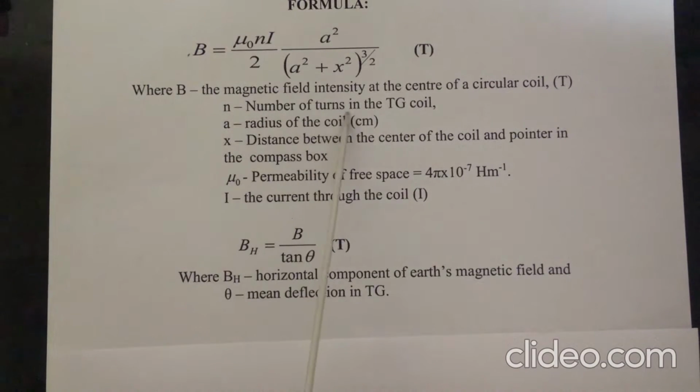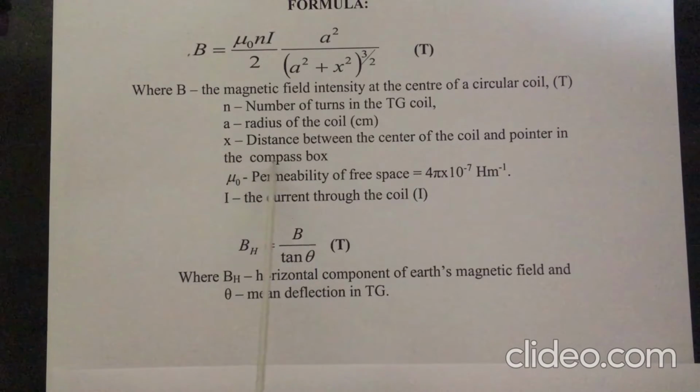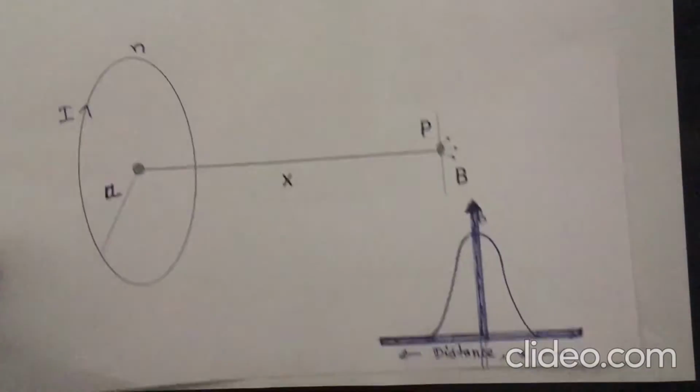N is the number of turns in the coil, a is the radius of the coil, x is the distance between the center of the coil and the pointer in the compass box. Mu naught is the permeability of free space, that is 4 pi into 10 power minus 7 Henry per meter. I is the current through the coil.